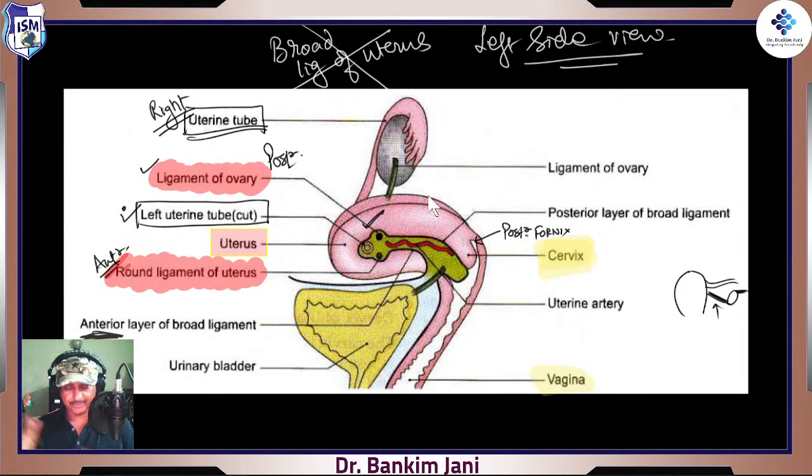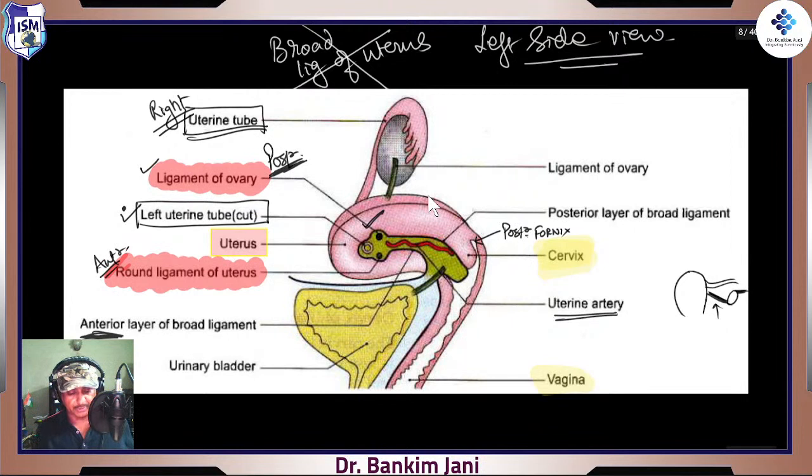Yes, uterine tube, left and right, because the broad ligament is on both sides. Yes, there would be the ligament of the ovary, that is within the broad ligament. Round ligament of the uterus, yes, again, it is within the broad ligament. Uterine artery, yes, the same uterine artery which will be very enthusiastically anastomosing with the ovarian artery, correct? So that is also within the broad ligament of the uterus. So that's how things are arranged. These were the two important things.